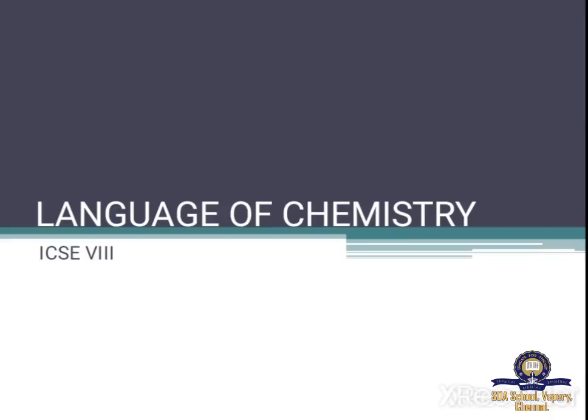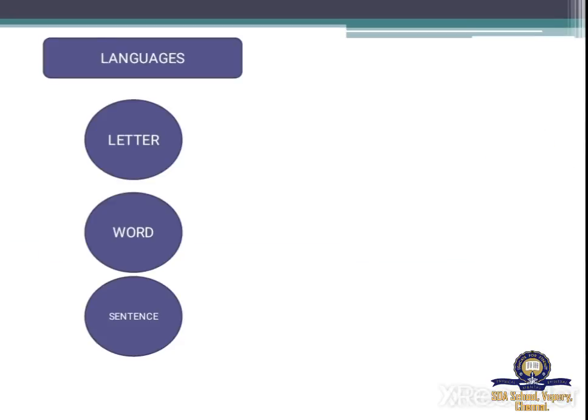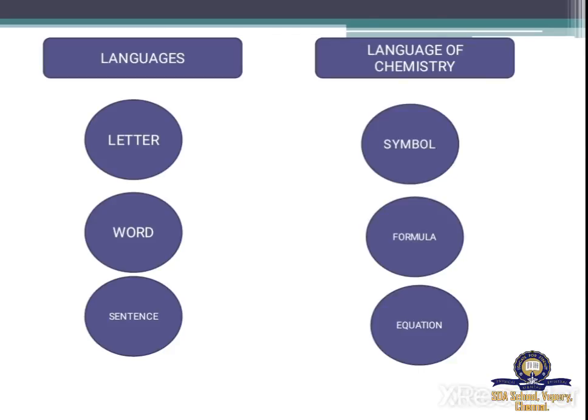Normally, the languages are built with letters, words, and sentences. But the language of chemistry is built with symbols, formulas, and equations. We are going to learn the language of chemistry from the basics. Let's start with symbols. Okay.